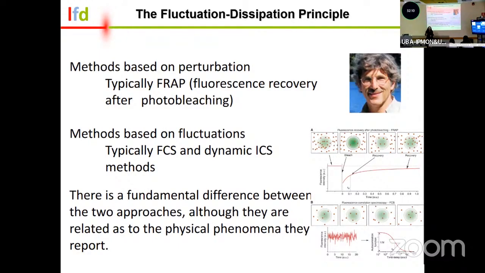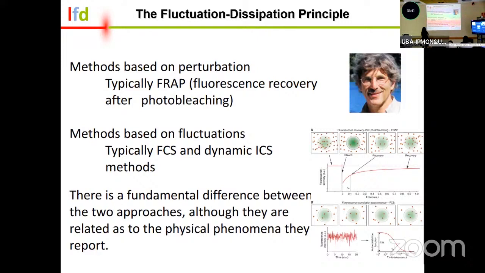Now, this is a great method because you can learn a lot about your system. You can learn if something is moving really fast. You can learn if something is static and it's stuck and that you don't get any recovery. And you can get that information. However, with this system, you're measuring a bulk rate. We're not looking at single molecules. We're not counting how many molecules are in that spot, or we don't get that information.